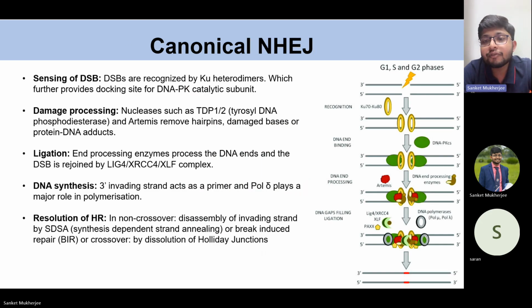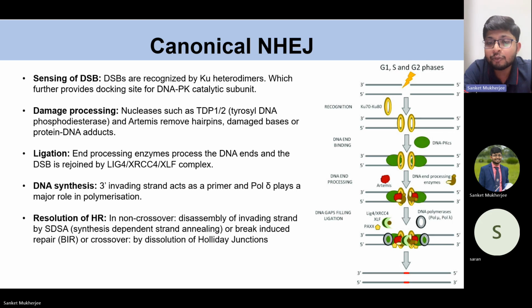Now, what could happen if homologous recombination is not possible? If it doesn't happen, then there is another kind of repair process, which is non-homologous end joining. So what happens here is that the double-stranded breaks are recognized by heterodimers. These are proteins, and when they bind to the double-stranded break, it facilitates the docking of DNA-PK catalytic subunits.